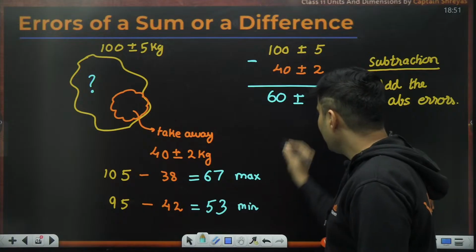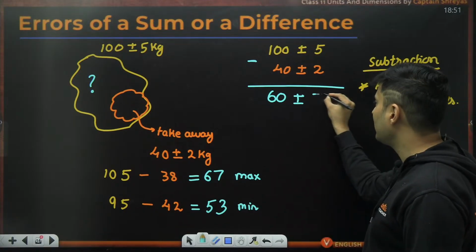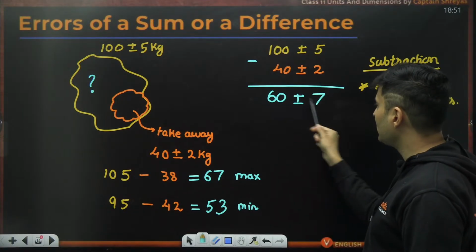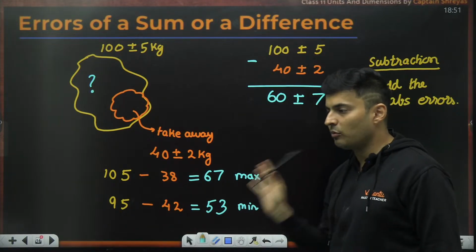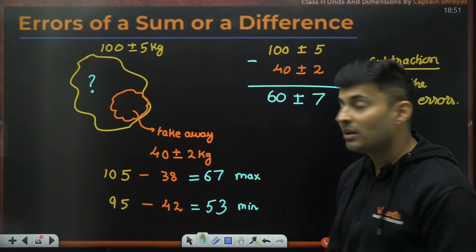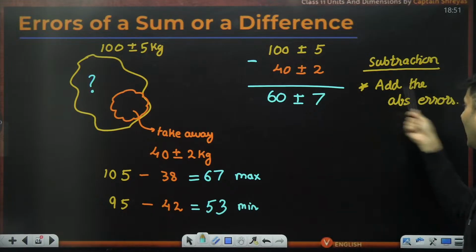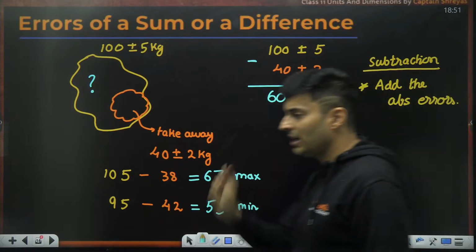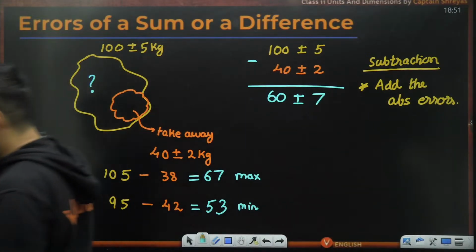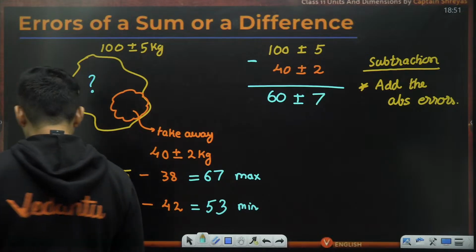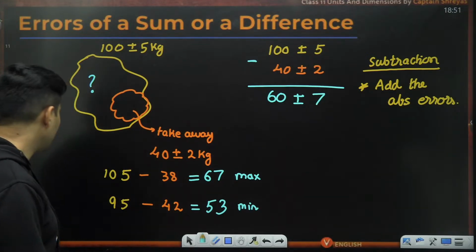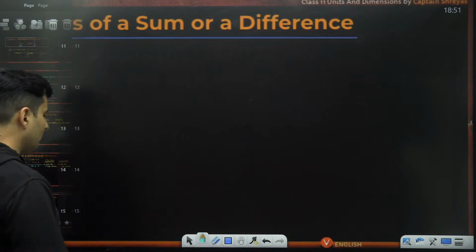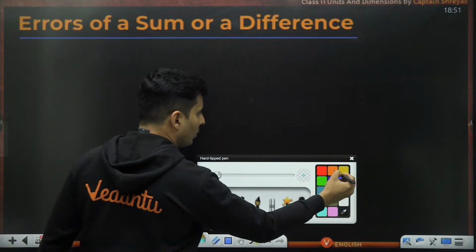So if you ask me, this is exactly 60 plus minus 7. 5 plus 2 is 7. You can see that. 60 plus minus 7. Exactly what we want. So that is why you should always add the absolute errors. Never ever subtract them. Clear? Understood? This was subtraction of errors. Let me do some more questions so that you get more of a hang of it.